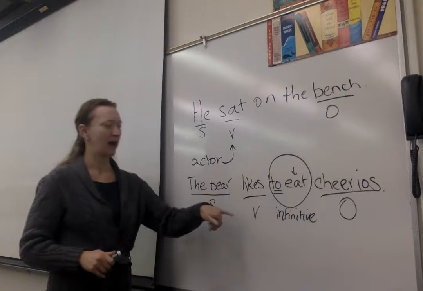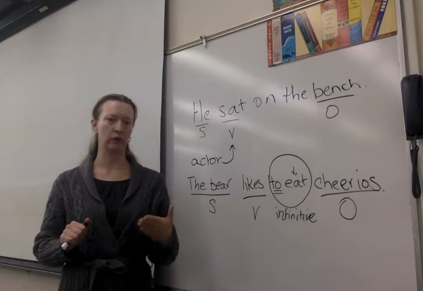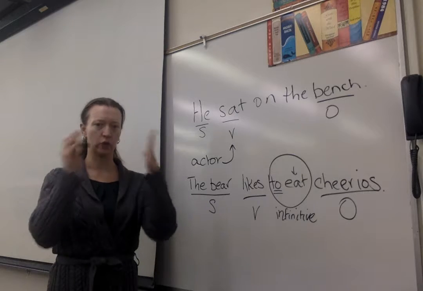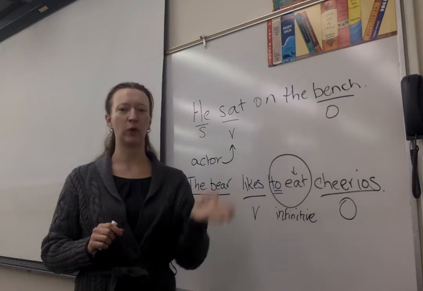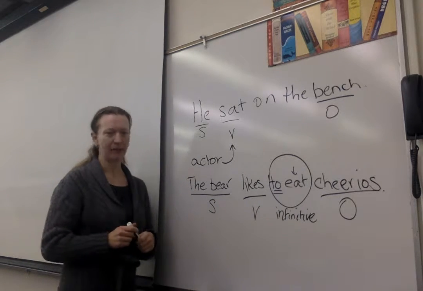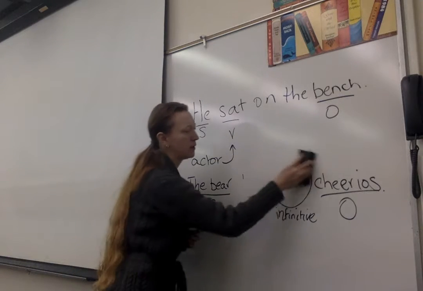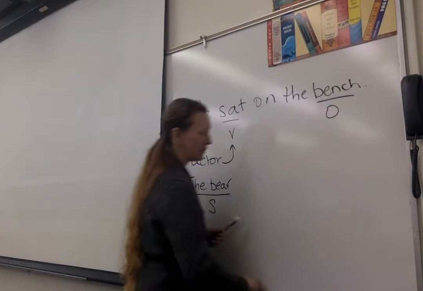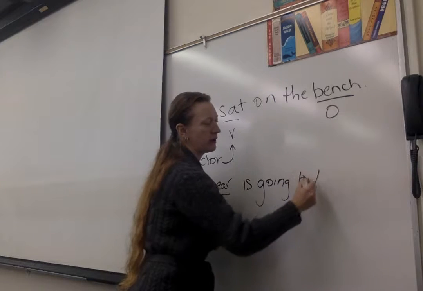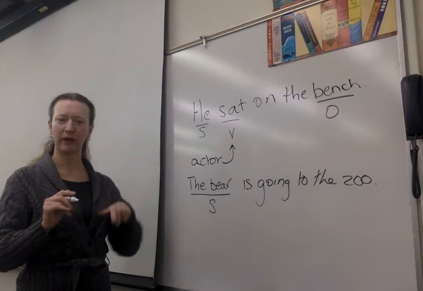Now this is important because verbs are sometimes hard to identify. Sometimes verbs can be more than one word, right? So in this case, likes is one word. It is a single word verb. But verbs can be up to 4 words depending on, well, the tense of the verb. So I'll give you an example of this. Let me start smaller, so with a 2-word verb. So the bear, let's just say the bear is going to the zoo.